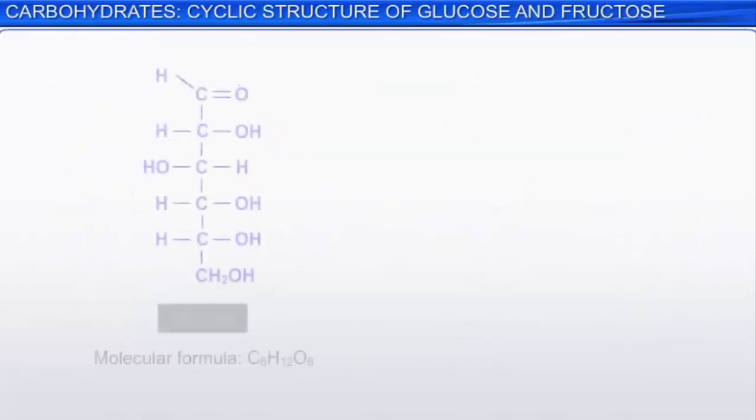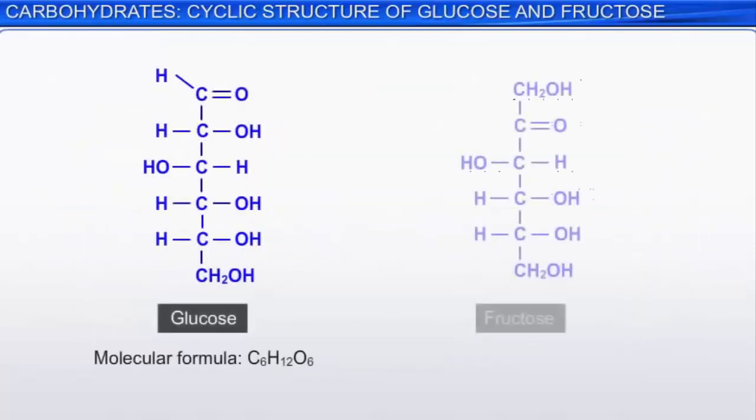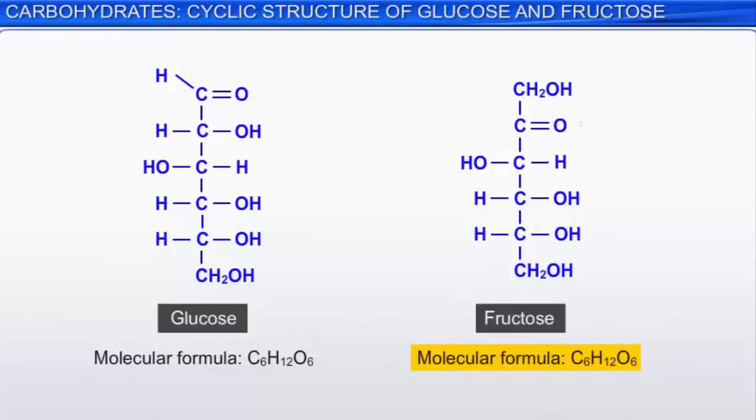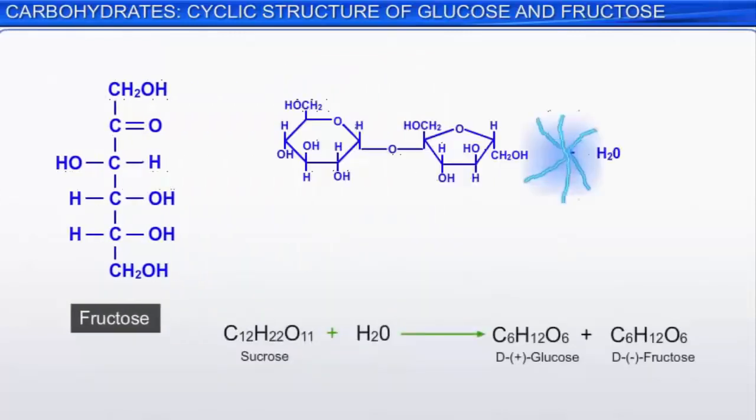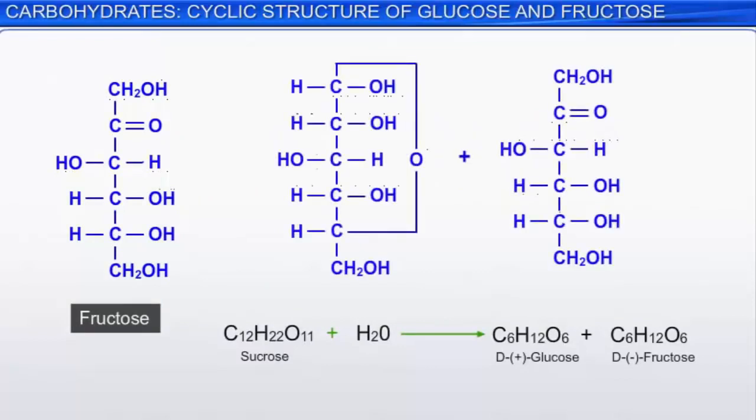Let's direct our attention to the functional isomer of glucose, that is, fructose, another important monosaccharide. Like glucose, fructose has the molecular formula C6H12O6. Fructose is readily soluble in water. It is the sweetest of all sugars. It is obtained by the hydrolysis of sucrose along with glucose. The chemical equation corresponding to this reaction is as shown.